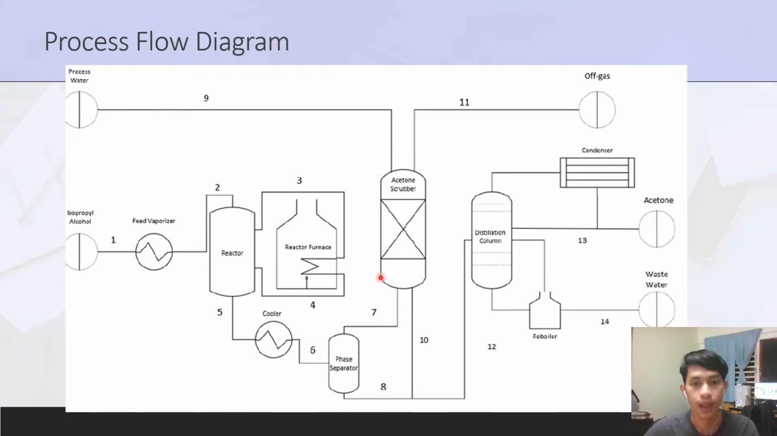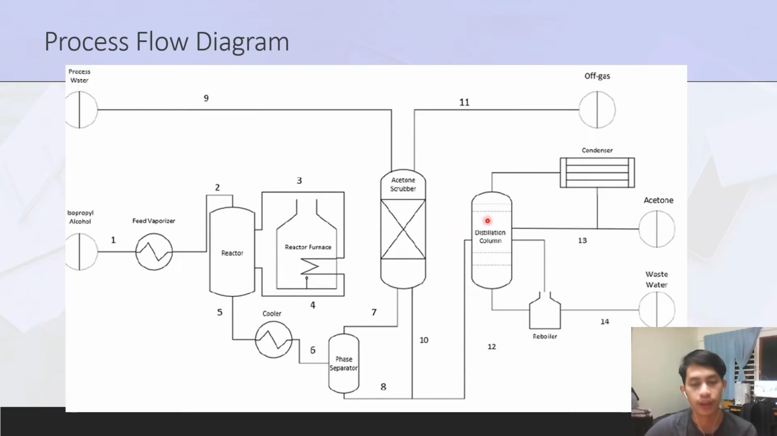In the scrubber, an absorption process occurred. The hydrogen gas from stream 7 was absorbed by water supplied from stream 9. Then the water with absorbed hydrogen was removed from the scrubber through stream 11. Meanwhile, the other bottom product containing IPA, isopropyl alcohol, acetone and water was sent to stream 10. Next, stream 10 and stream 8 were combined and supplied to the distillation column.